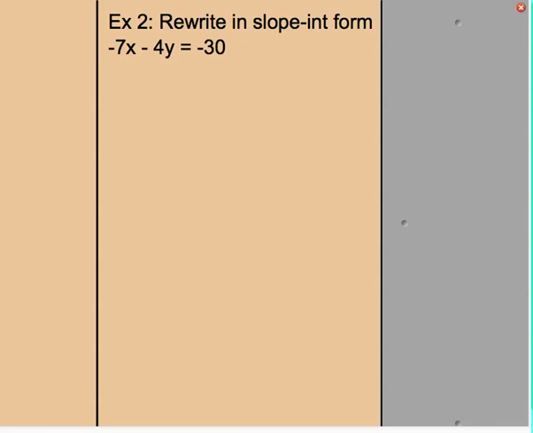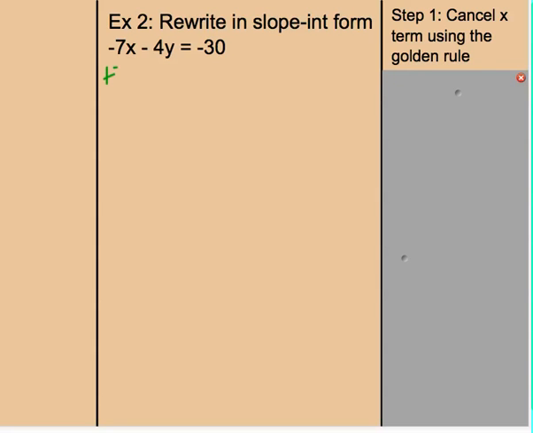Same process. Cancel the x using the golden rule. I've got a negative 7x this time, so I'm going to cancel it by adding. Don't lose the negative in front of your 4. This is now a negative 4y instead of subtracting 4y. And this time, just to show you that both ways to express your answer are acceptable, I'm going to go ahead and do the start plus change times x way of expressing slope-intercept form.